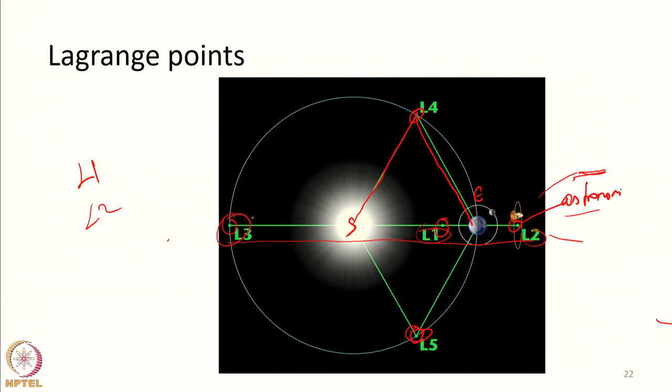Whatever data is collected by an L3 satellite would be very difficult to get to Earth since it is extremely far away. The Sun is in between, so we will not get any signal. So L3 will not be of much use. L4 and L5 are useful for solar observations. With respect to Earth they are very far, so we may not get any meaningful data, but they are useful for solar observations and again outer space observations. So these 5 points are called Lagrange points.